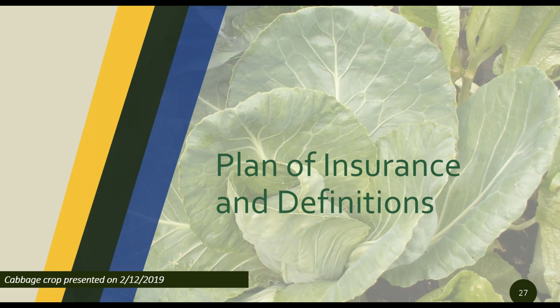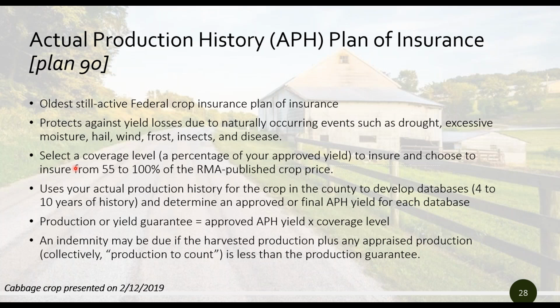Next, let's delve into the plan of insurance along with definitions. Did you know that there's only one plan of insurance for cabbage? That plan of insurance is referred to as Actual Production History, or APH plan. This is the oldest but still active federal crop insurance plan of insurance. It protects against yield losses due to naturally occurring events.